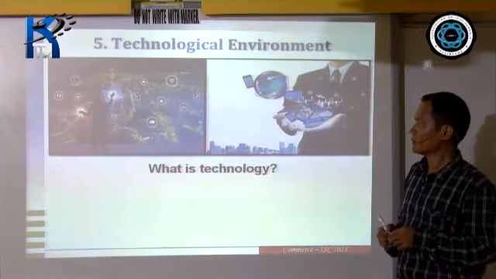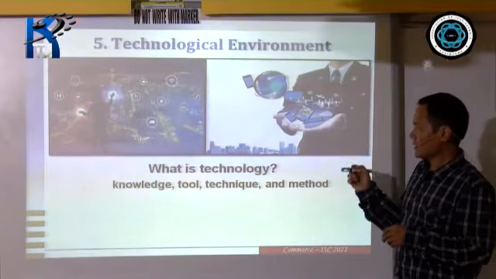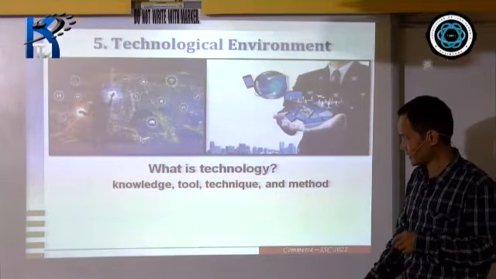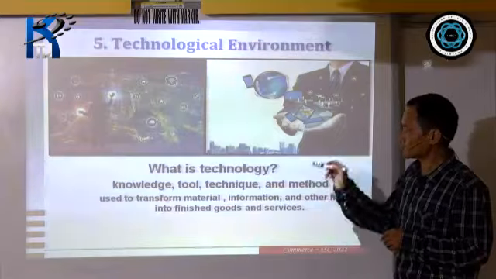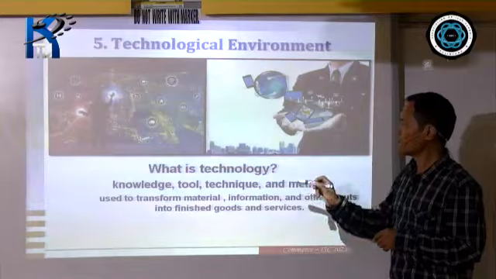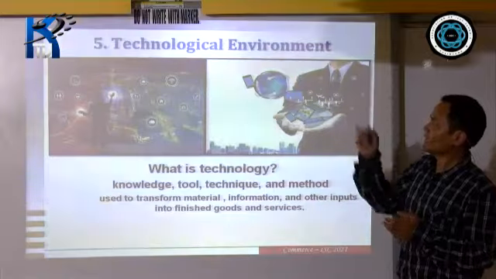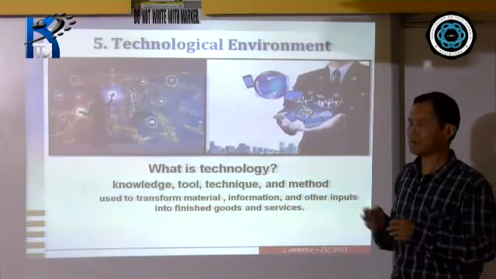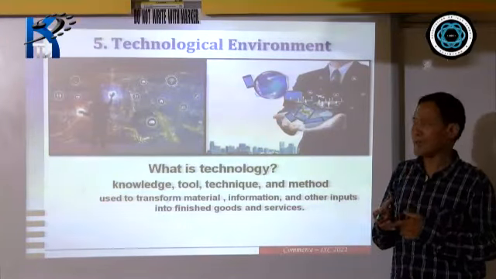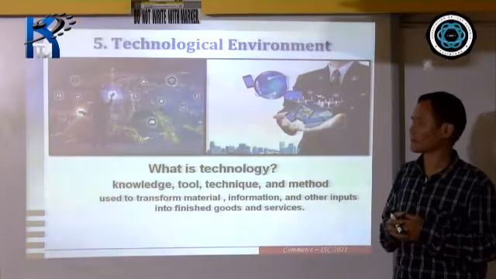So first of all, what is technology? Basically, technology is the knowledge, tool, technique, and method that is used to transform material, information, and other inputs into finished goods and services. Okay? So ultimately, technological environment refers to the existing knowledge of science and technology and their application to carry out our day-to-day tasks or activities.